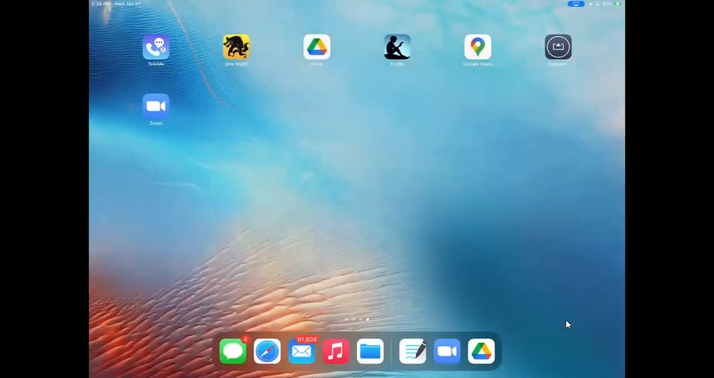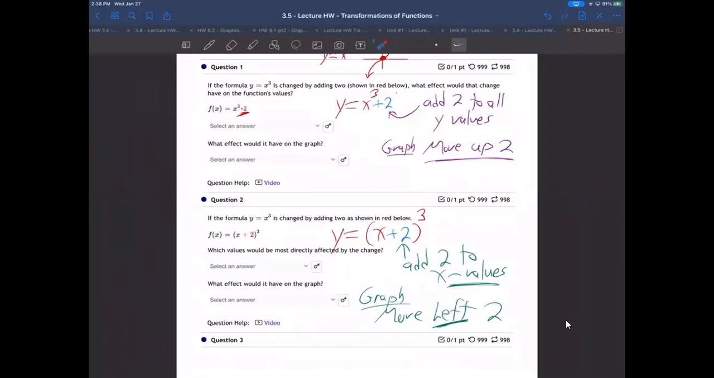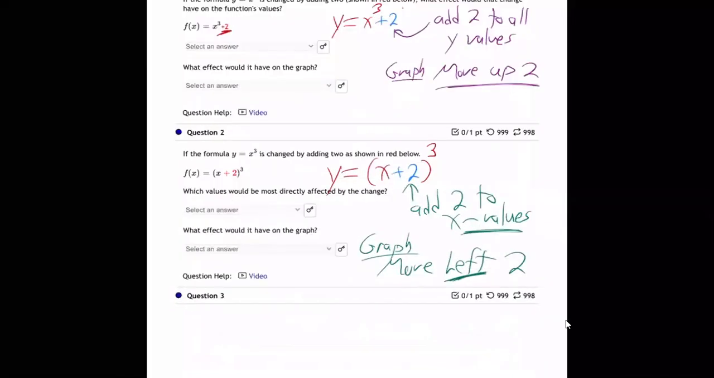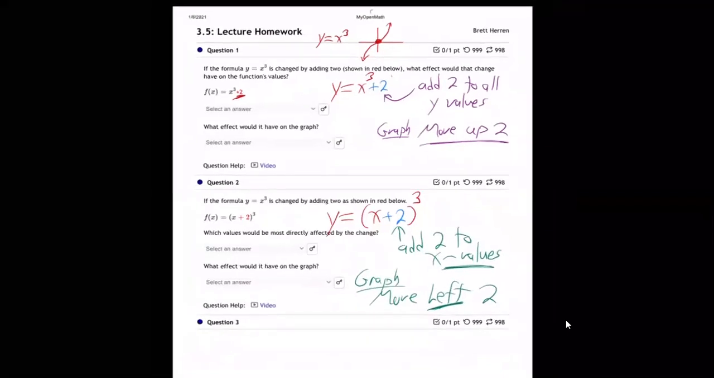As soon as it connects here for us. There we go. All right, so yeah, it's just like I wrote out here.